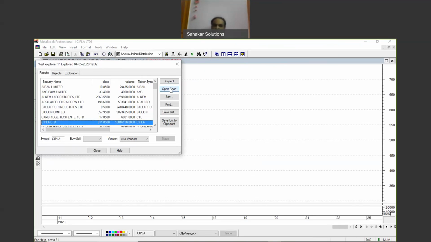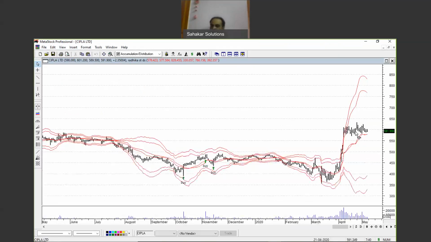Like this, when we make one explorer, it brings out all the stocks which meet the criteria, so that we can select the appropriate stock for making investments in accordance with the other standard set of indicators also. Don't depend on one single indicator. We have to make a combination of indicators which we will take up slowly.